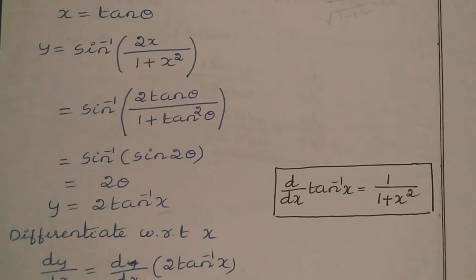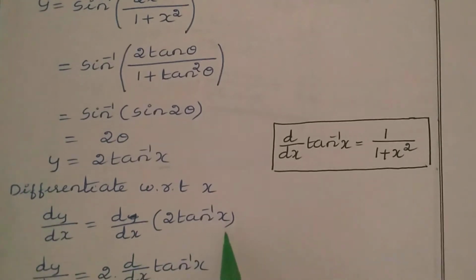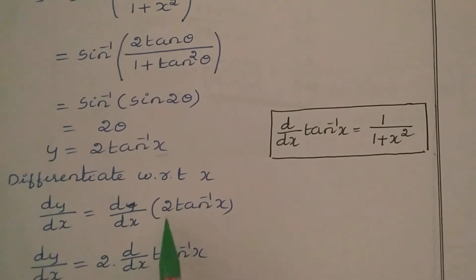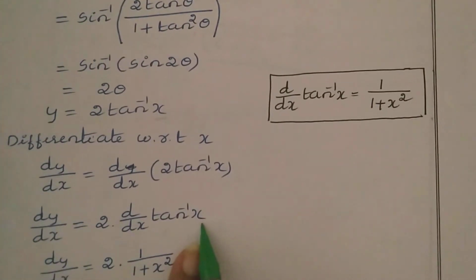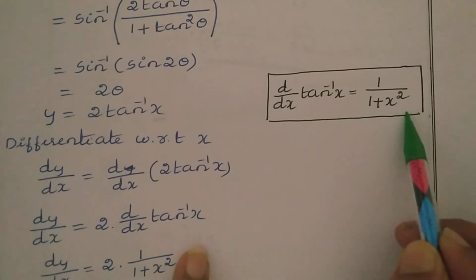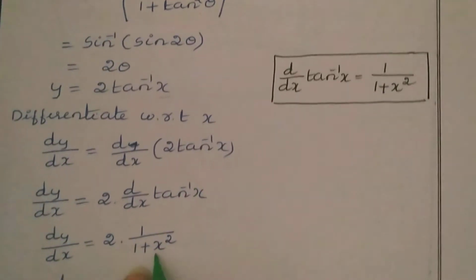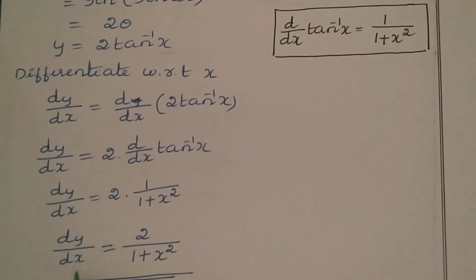So differentiate this given problem with respect to x. So dy by dx is equal to d by dx of 2 tan inverse x. That is equivalent to, 2 is a constant, you can take that out, then d by dx of tan inverse x. Derivative of tan inverse x is 1 by 1 plus x square. So here in this place write that derivative. So 2 into 1 divided by 1 plus x square. So the final answer is dy by dx is equal to 2 divided by 1 plus x square.